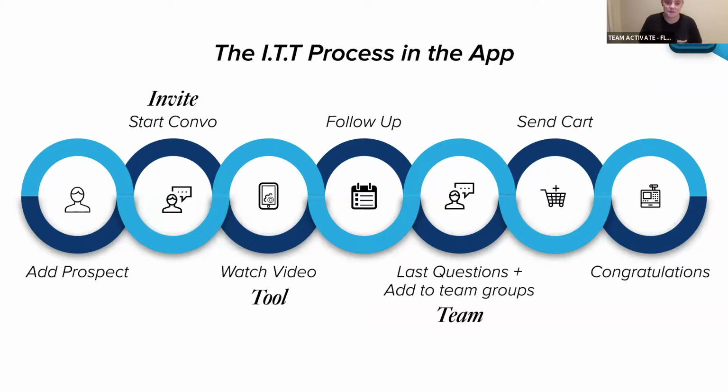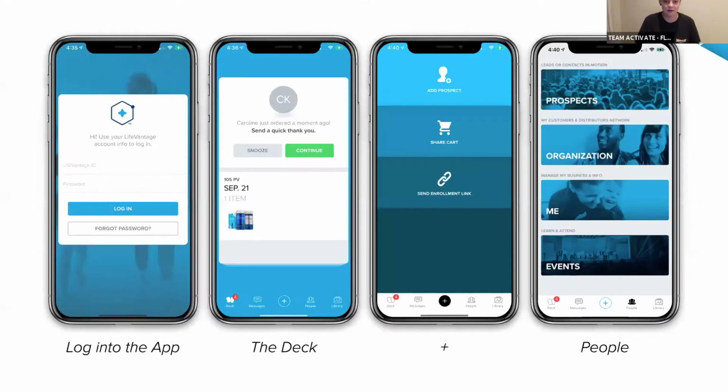So we add prospects. We're going to start a conversation, which again is the invite stage. We are going to then share them a tool when they're at the stage to share a tool. And then we are going to follow up with them. And then when they are ready, we're going to answer any final questions and then add them to our team groups, which is team. Then we're going to send them a card and congratulations, you have a brand new customer or distributor. So let's jump straight in.